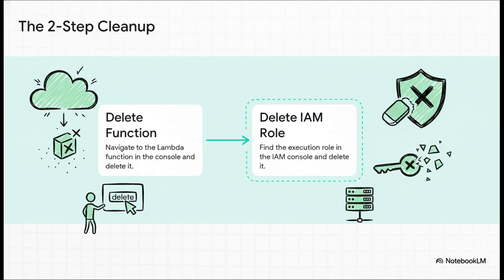So back in the Lambda console, I'll just select the function, go to Actions, and hit Delete. Confirm that. Next, I'll pop over to the IAM console, find the role we created, and delete that too. And we're done. Our account is back to exactly how it was when we started. This is such a good habit to get into whenever you're trying things out in the cloud.